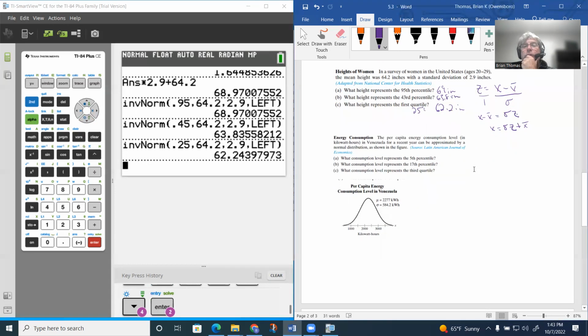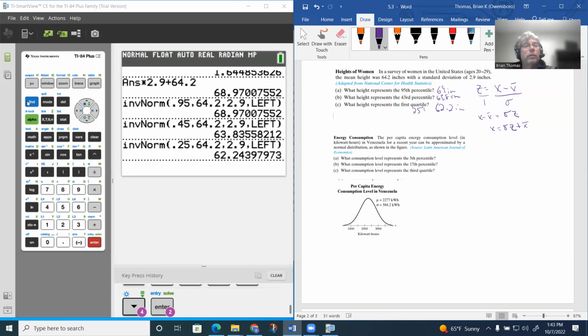So energy consumption, let's see what we got here with this one. The per capita energy consumption level in kilowatts in Venezuela for a recent year can be approximated by a normal distribution. So what consumption level represents 5 percentile? So based on our graph, it's normally distributed, and also they give us our mean and standard deviation down here. So this looks very similar to what we just did.